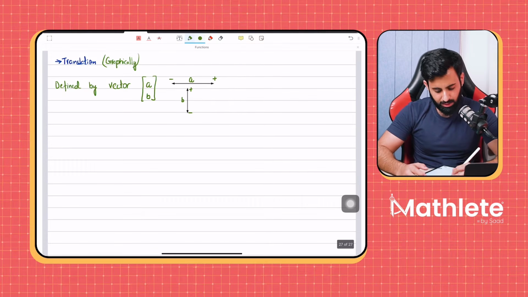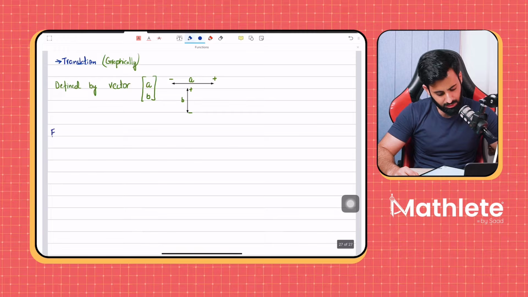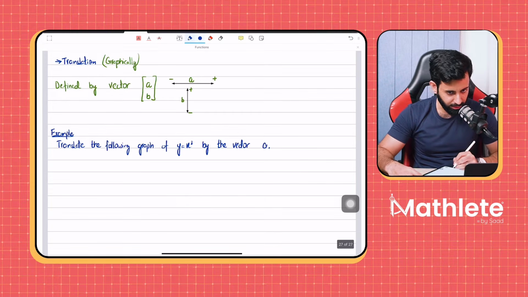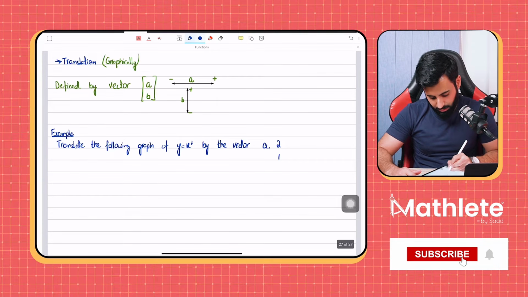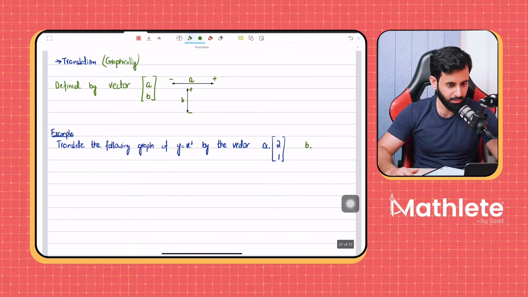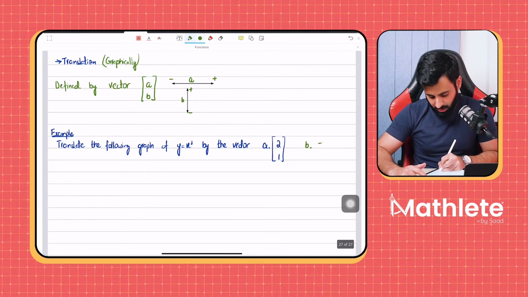Okay. So let's do an example to further understand this. Let's say that you're asked to translate the following. Translate the following graph of y equals x squared by the vector. And let's say there are two parts to this. Let's say in the first part, you have to use the vector 2, 1. Okay, so this is part A. And let's say there's a part B to this where you have to use the vector -3, -1.